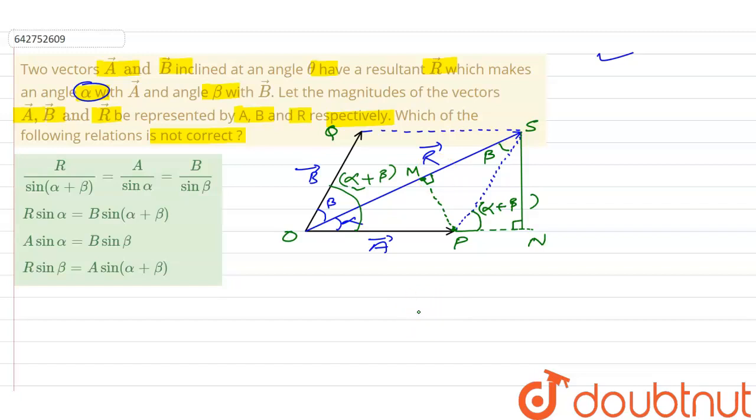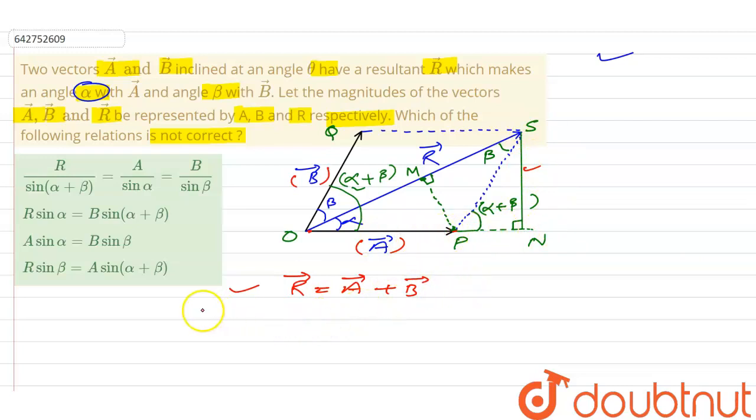After that, let OP and OQ represent two vectors, vector A and vector B, making an angle alpha plus beta with each other. Using the parallelogram law, we can write vector R is equal to vector A plus vector B. This is the vector addition law. Now SN is normal to OP. OP is the line.